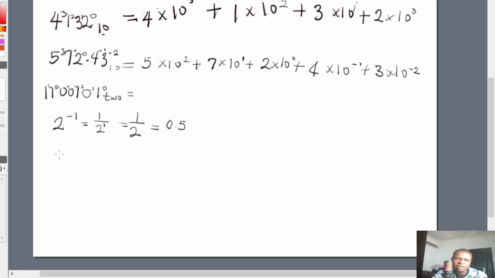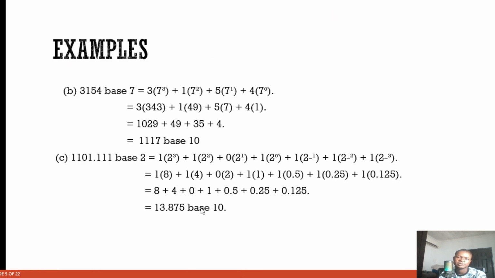And we can still have something like 2 raised to power minus 2. This negative power gives 1 all over 2 raised to power 2, and this gives 1 over 4, which returns 0.25. These are the things that we have inside the bracket here in terms of the negative numbers.